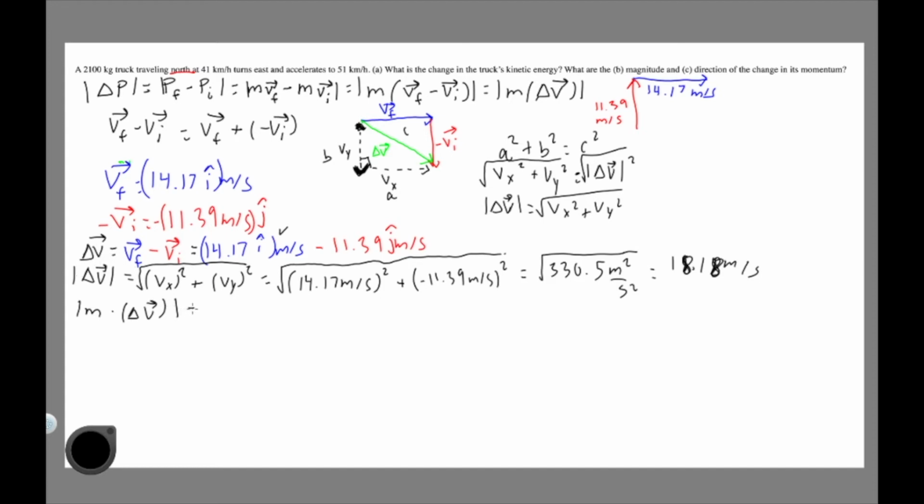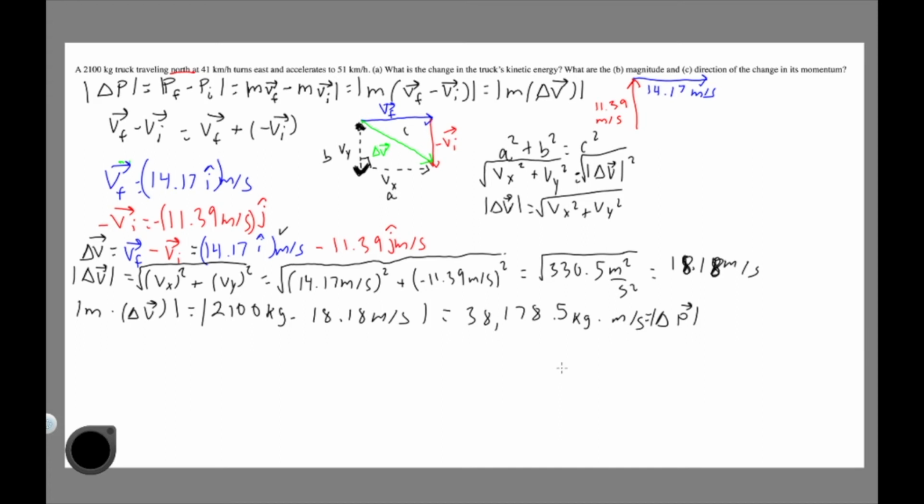So we can multiply these two terms together, 2,100 kilograms and 18.18 meters per second, and then we should get 38,178.5 kilograms meters per second. And that's going to be the magnitude of the change in the truck's momentum.